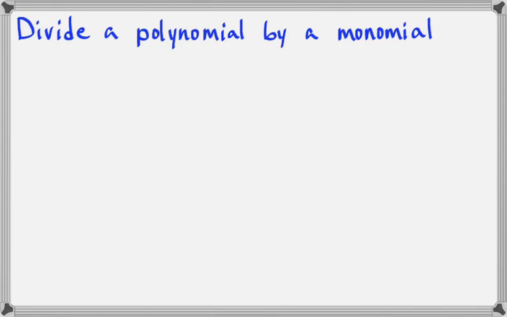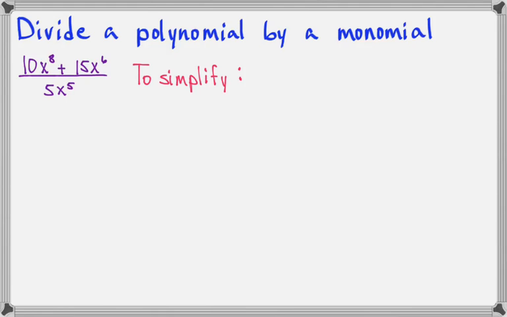In this lesson we're going to talk about how to divide a polynomial by a monomial. Now remember, a polynomial has more than one term and a monomial will only have one term. So let's take this, for example, 10x to the 8th plus 15x to the 6th divided by 5x to the 5th. Since this fraction has two terms in the top and only one term in the bottom, we can split it up into two terms.